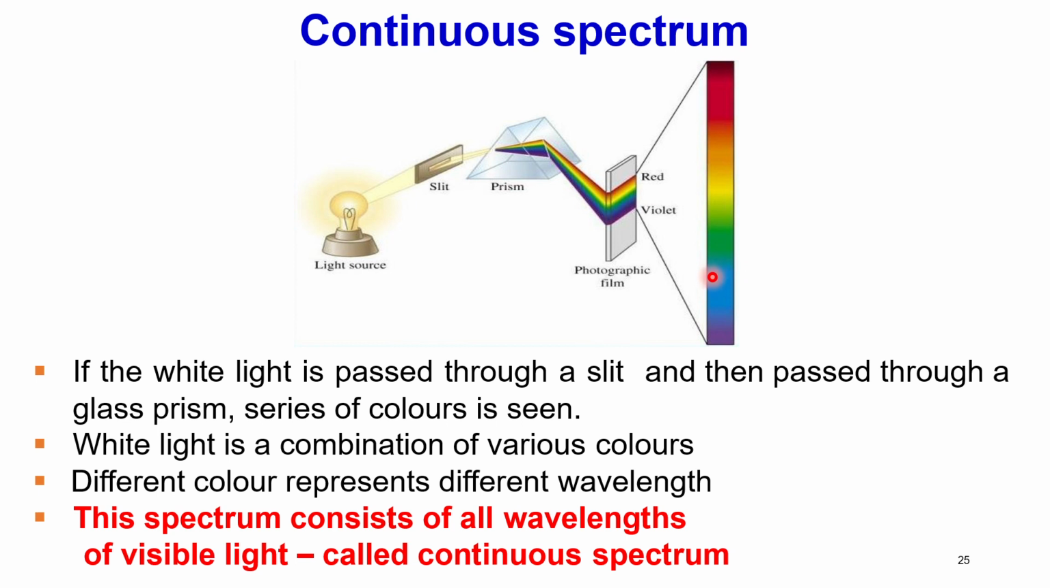So this continuous spectrum, we can say, consists of all wavelengths of visible light. It only has a range. It will not have a fixed wavelength. So this continuous spectrum is from white light.